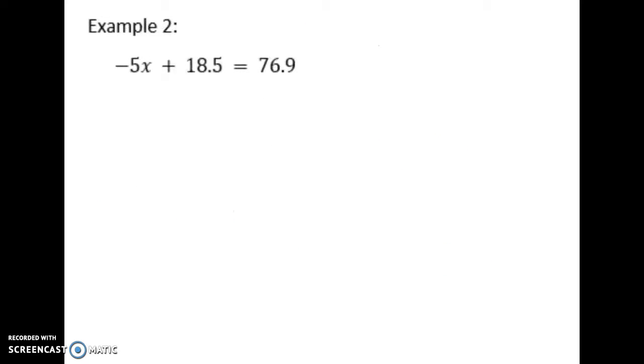For example 2, we have a slightly longer equation, but you're still going to start out using that first hint that I gave you.